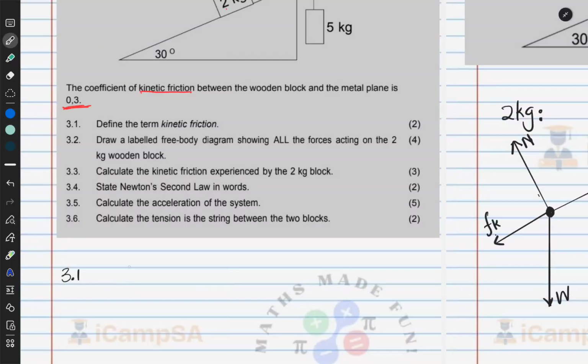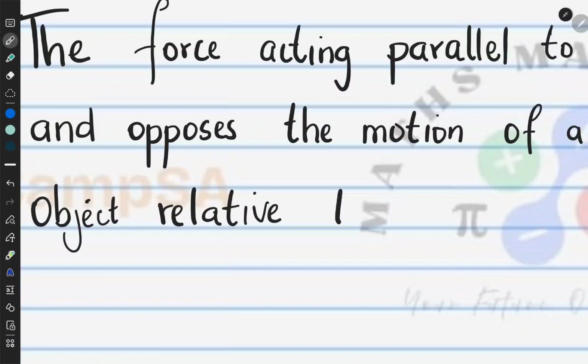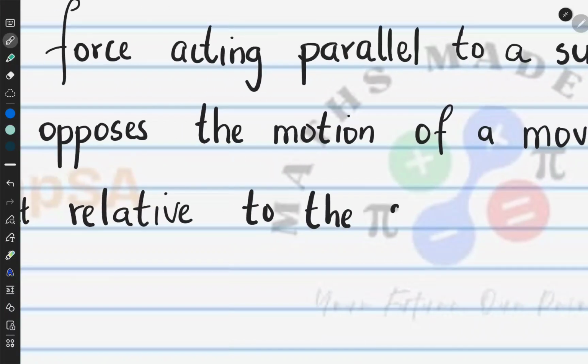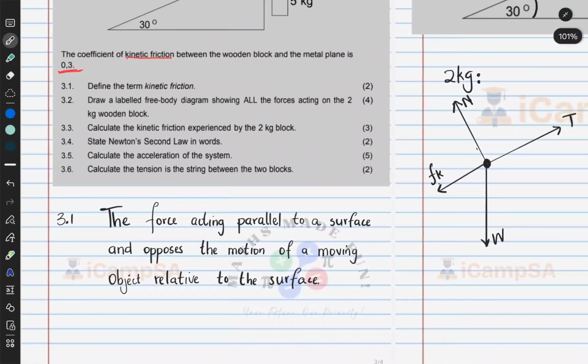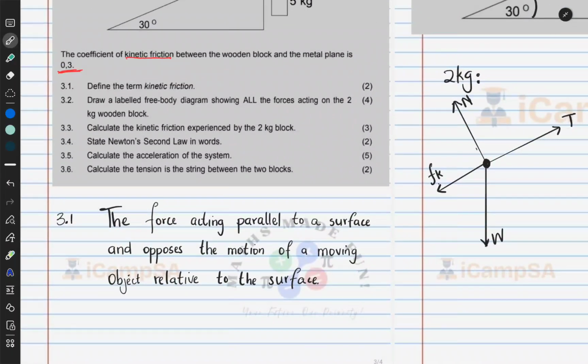We say it's the force acting, okay, force. So this is how you would write the definition. You have a force acting parallel to a surface and opposes the motion of a moving object relative to that surface. Okay, so that's how you define kinetic friction.